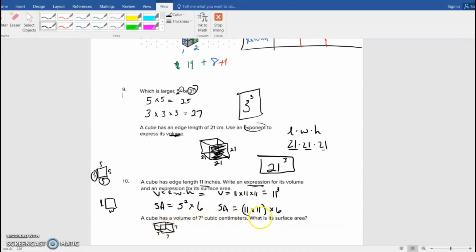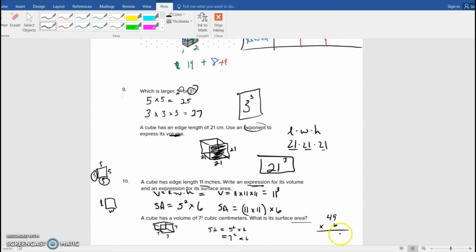Now this says, using this, what's its surface area? Remember, surface area, I have to take the length times the width, or it could be the side squared. So in this case, side squared times 6, because I have 6 faces. So S would be 7. I would square that, and then I would multiply that by 6. So 7 squared means 7 times 7, which is 49. And then I have to multiply 49 by 6.